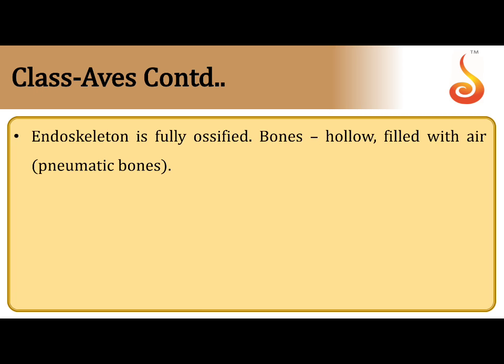The endoskeleton is fully ossified. So we can't think that the bones of birds are weak. It is completely ossified. It is a bone. It is not a cartilage. But they are hollow. Such a bone is named pneumatic bone or hollow bone, which again gives them lighter weight for flying.